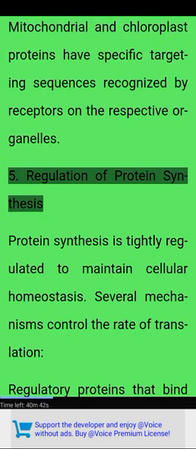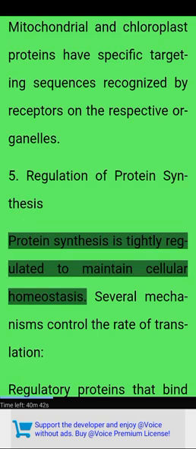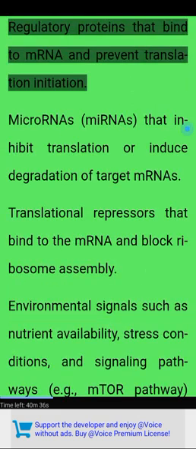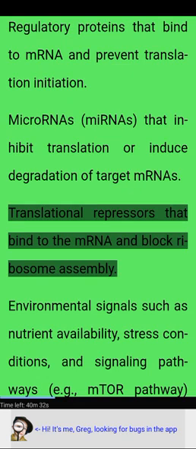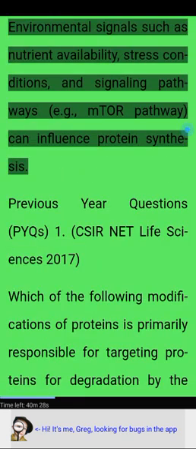5. Regulation of protein synthesis. Protein synthesis is tightly regulated to maintain cellular homeostasis. Several mechanisms control the rate of translation. Regulatory proteins bind to mRNA and prevent translation initiation. MicroRNAs inhibit translation or induce degradation of target mRNAs. Translational repressors bind to the mRNA and block ribosome assembly. Environmental signals such as nutrient availability, stress conditions, and signaling pathways, e.g., the mTOR pathway, can influence protein synthesis.